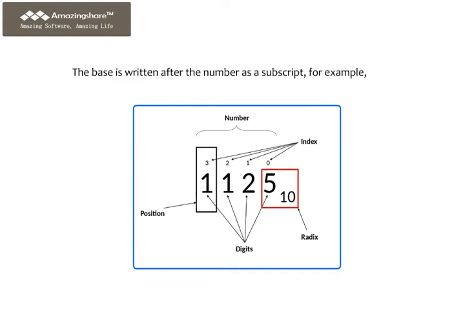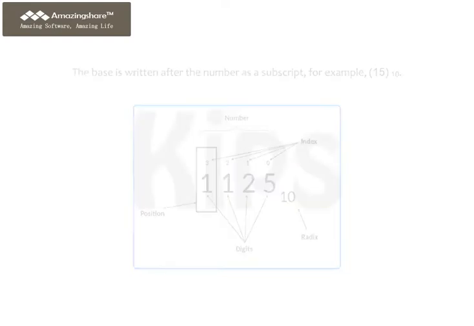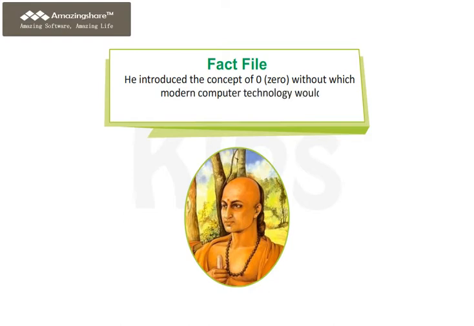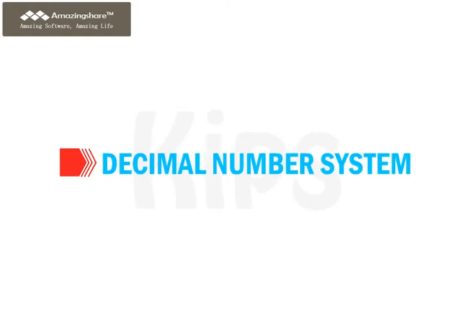For example, 15 with subscript 10. Students, who is he? He is Aryabhat. Aryabhat was India's greatest mathematician and astronomer. He introduced the concept of zero, without which modern computer technology would have been non-existent. Okay, first let us start with the decimal number system.